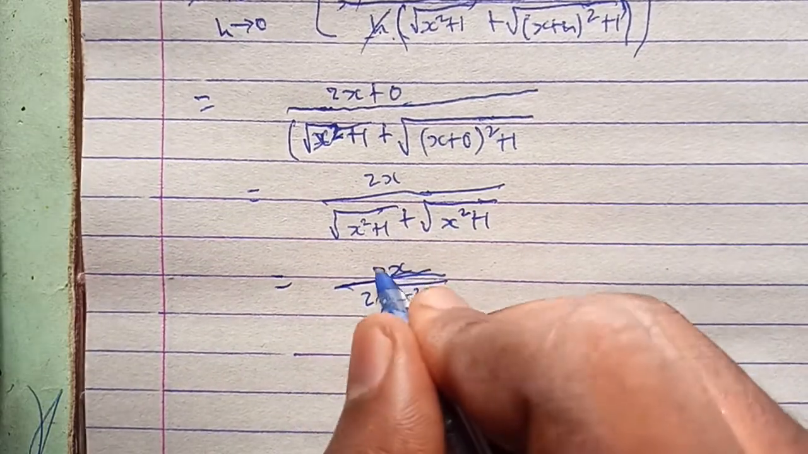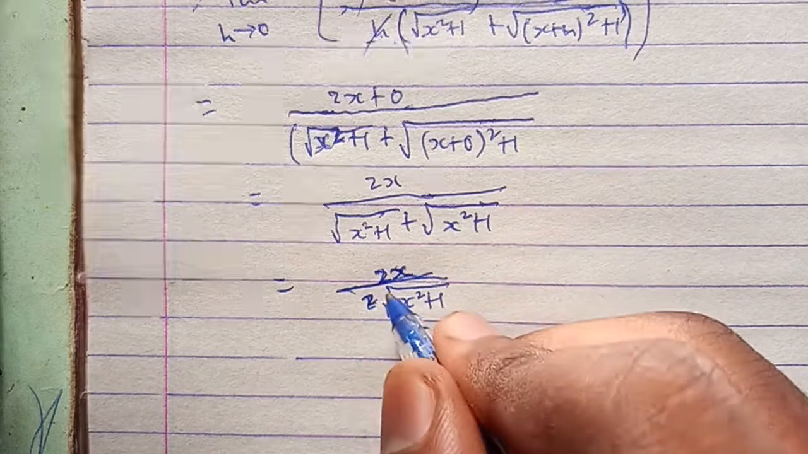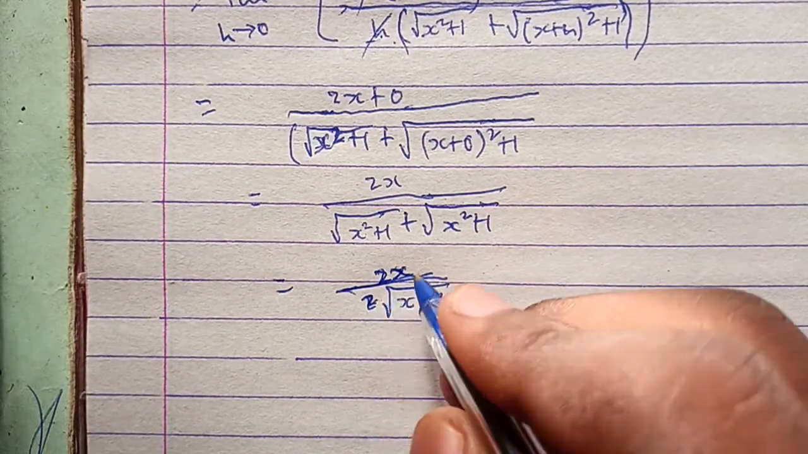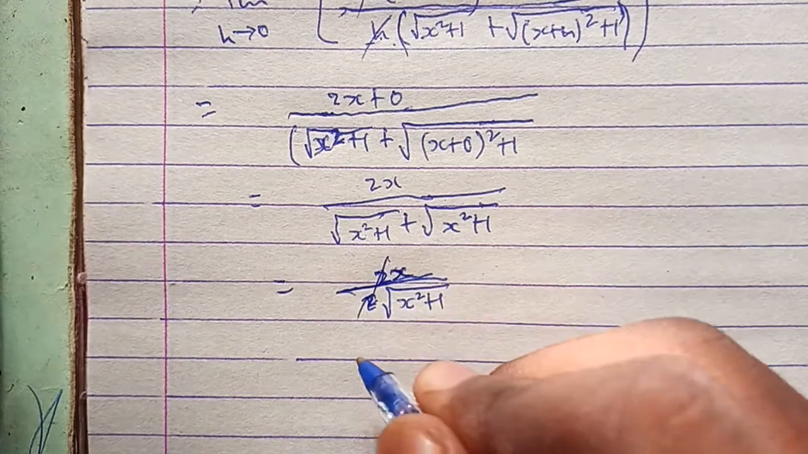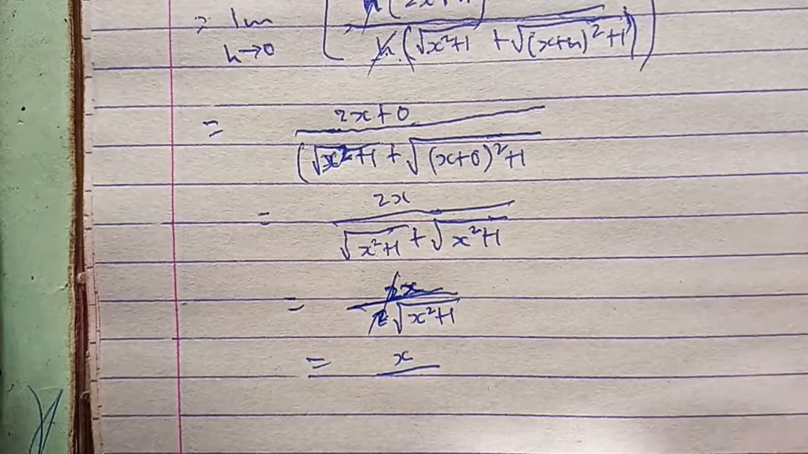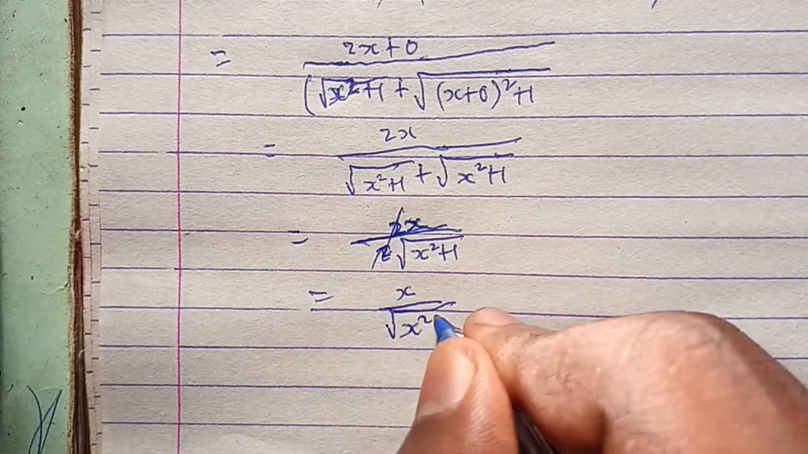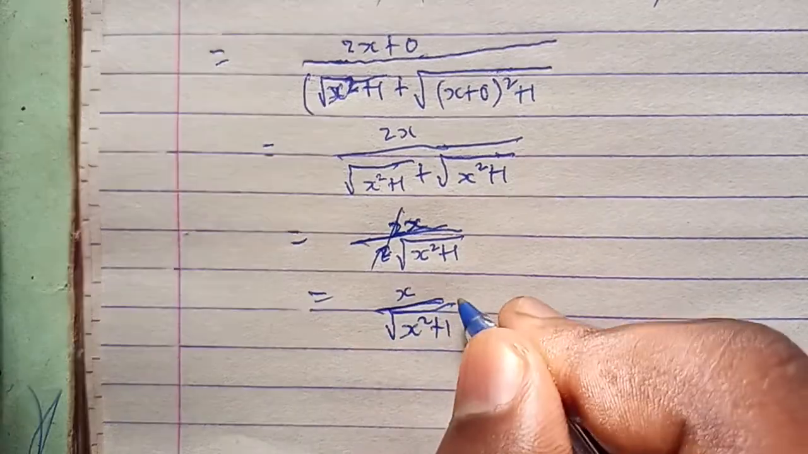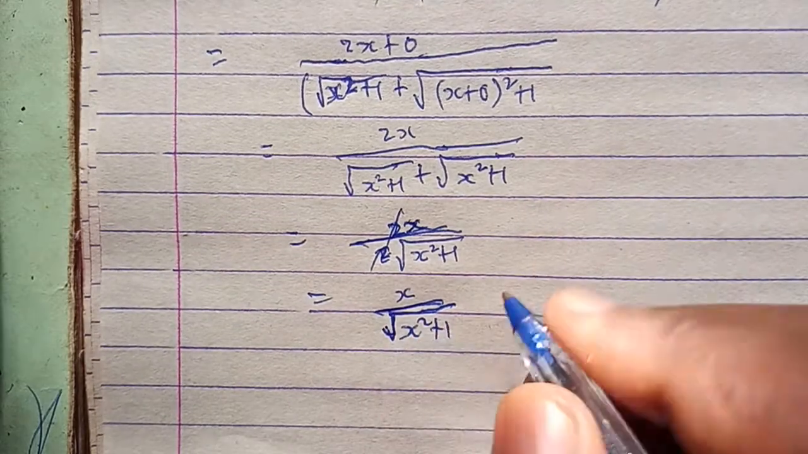Now we'll notice that there is 2 here at the numerator. There is 2 also here at the denominator. So what we'll do is that we quickly do away with those 2's too. Then we will now get x all over square root of x squared plus 1. So that is our first differential from first principles.